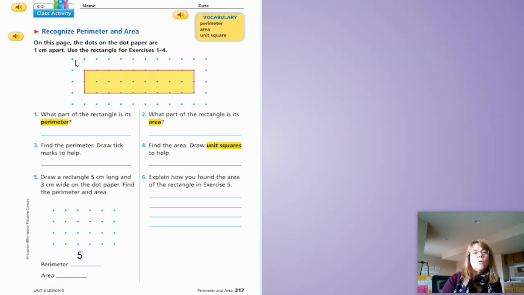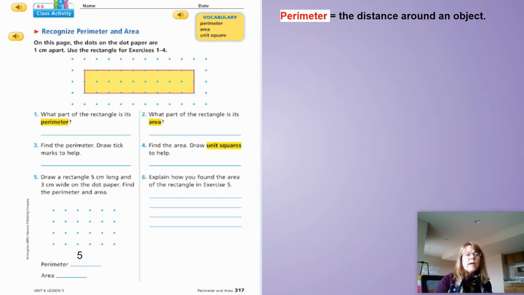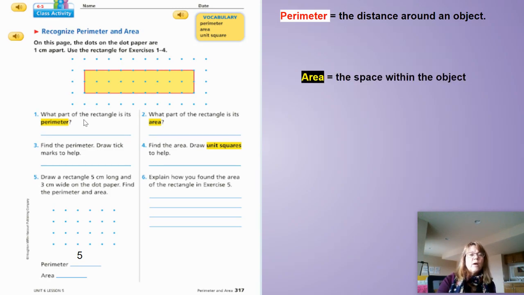First, we need to know what is a perimeter. Well, the perimeter is the distance around an object. We also need to know what area is, and that's space within. So the perimeter for number 1, what part of the rectangle is its perimeter? It is the red line outside of it.